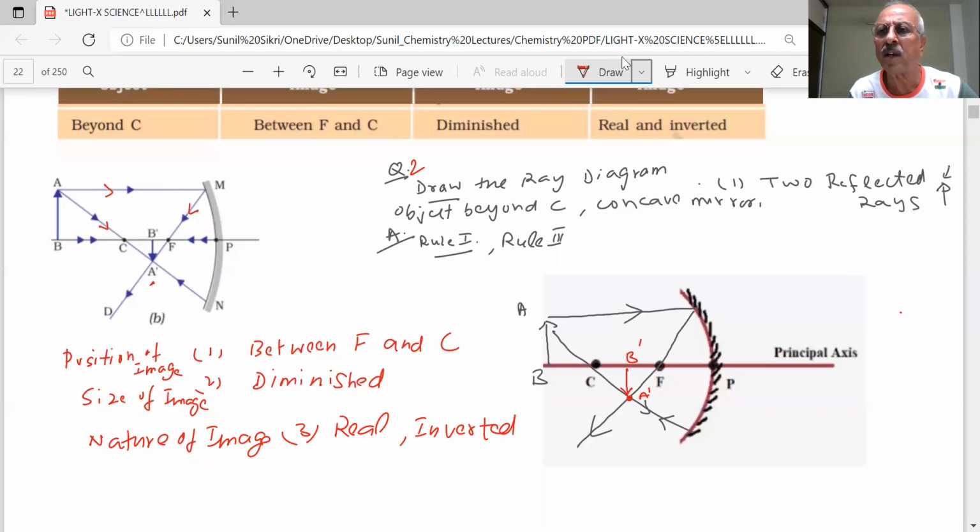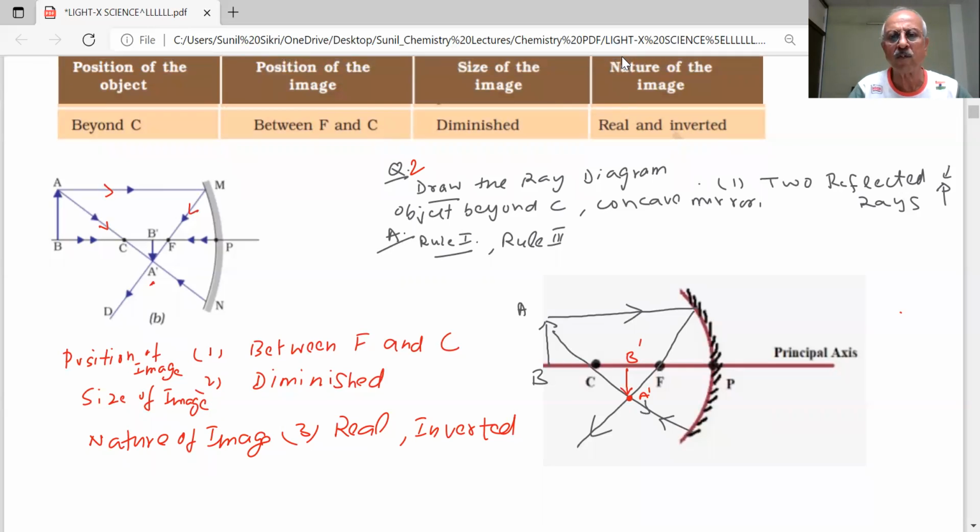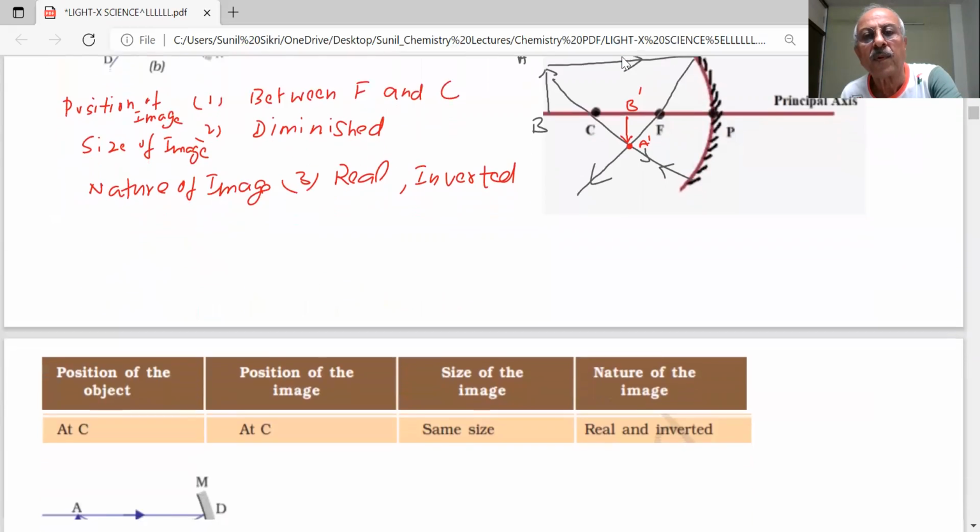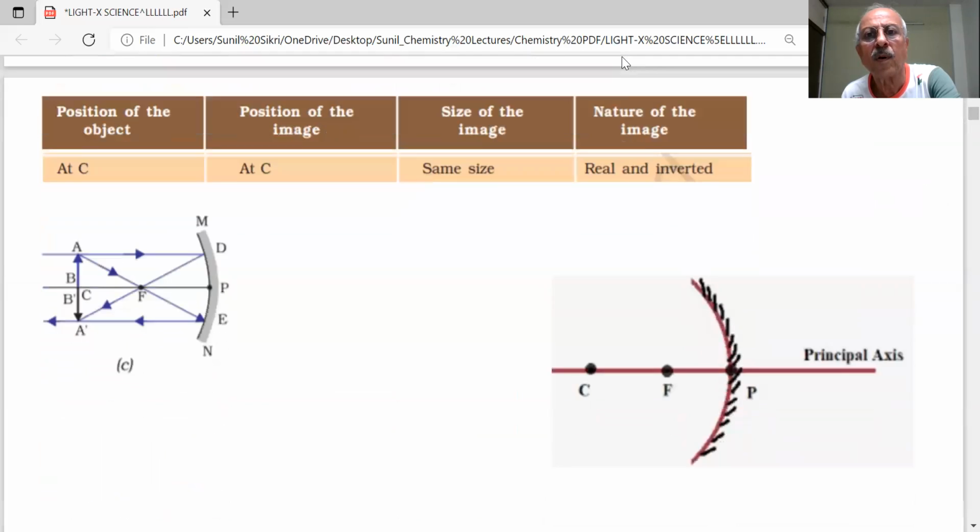Is it difficult to draw the ray diagrams? Now tell me. Exam, concave mirror, you have learned so well. Okay? Then I will proceed further. Okay, students.